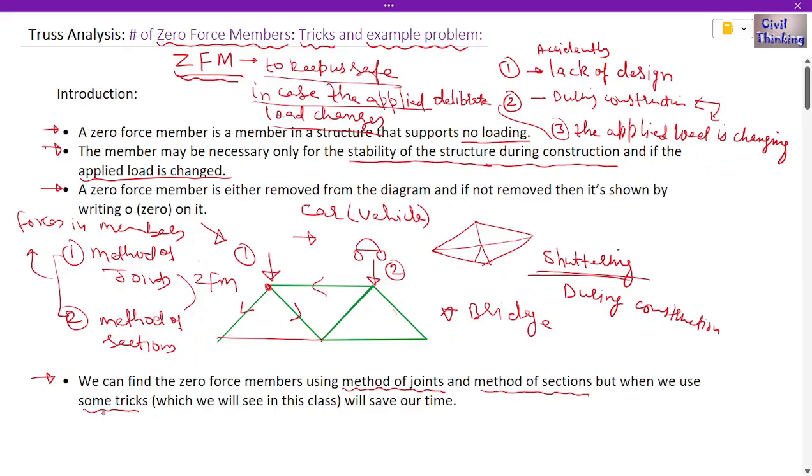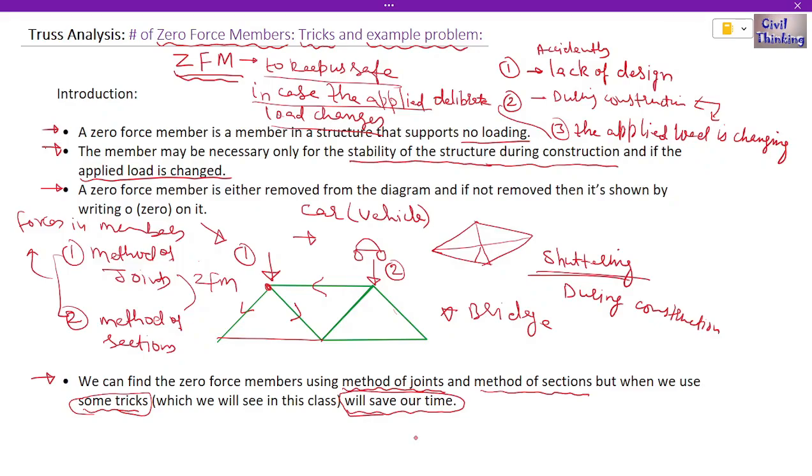So the question is, why do we need some tricks? If we can find zero force members with the help of these two methods, then why do we need tricks? The reason is, they will save our time. This is important, because of course we can apply these methods, but in some exams we don't have much time. So in order to save time, we apply some tricks, because they are very fast. They will save our time and we can solve the maximum number of problems in our exam.